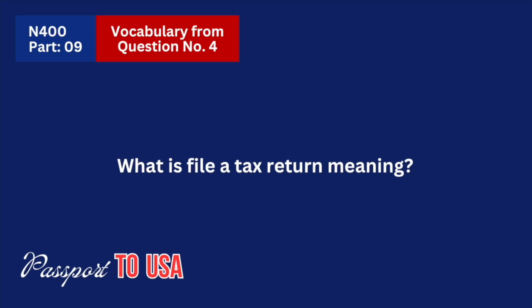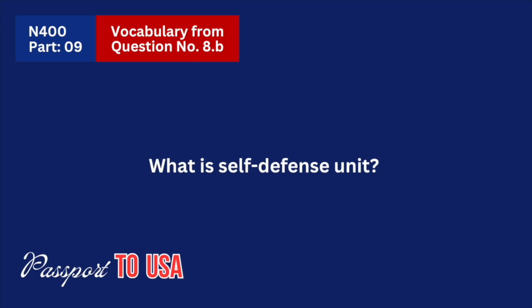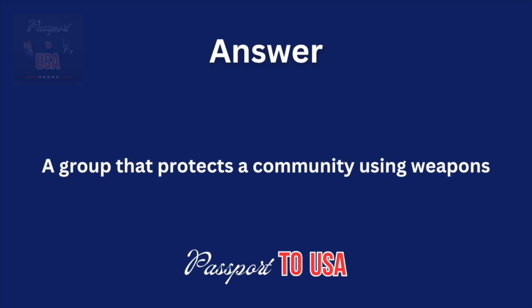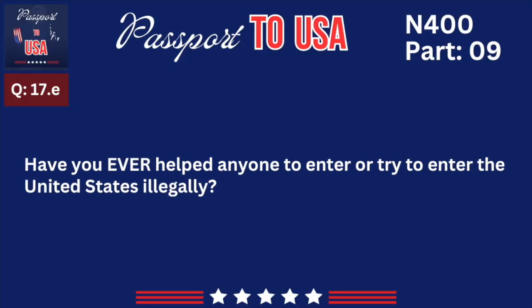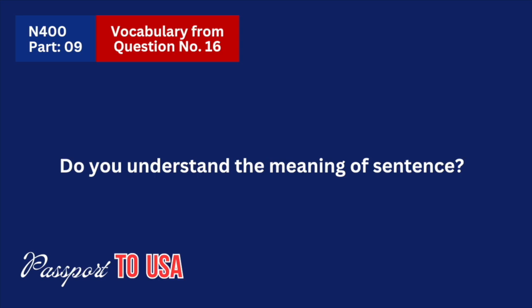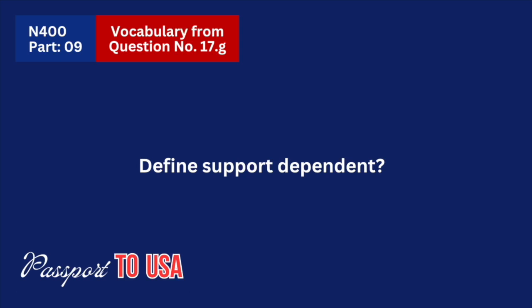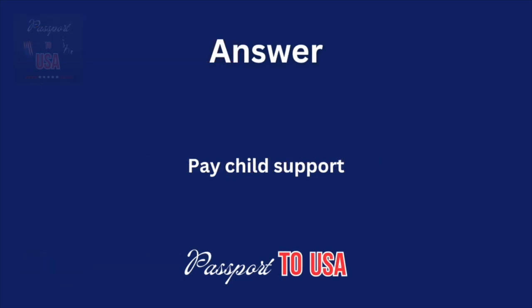What is file a tax return meaning? Send a tax form to the government. What is self-defense unit? A group that protects a community using weapons. Have you ever helped anyone to enter or try to enter the United States illegally? No. Do you understand the meaning of sentence? A punishment under the law. Define support dependent. Pay child support.